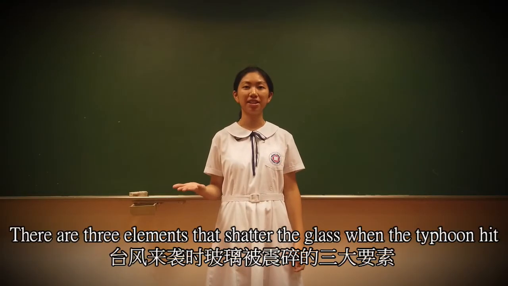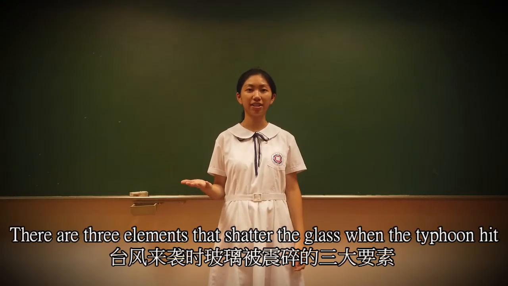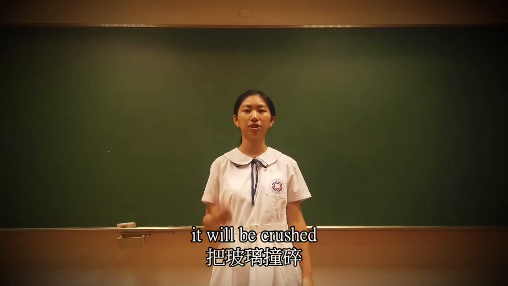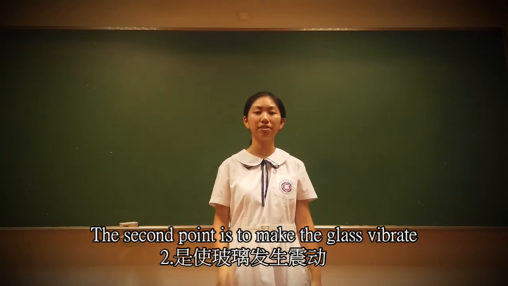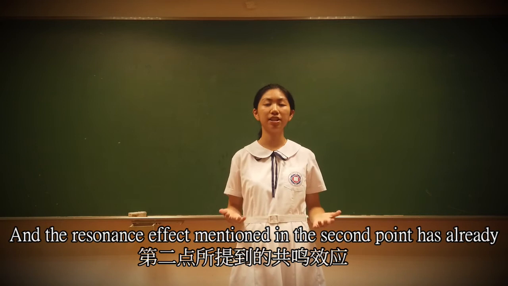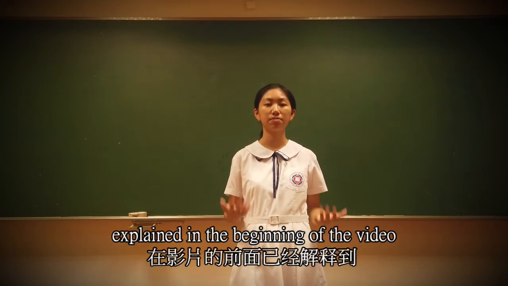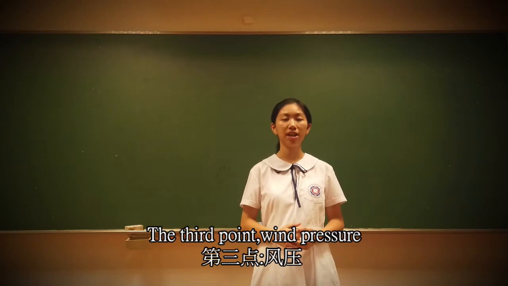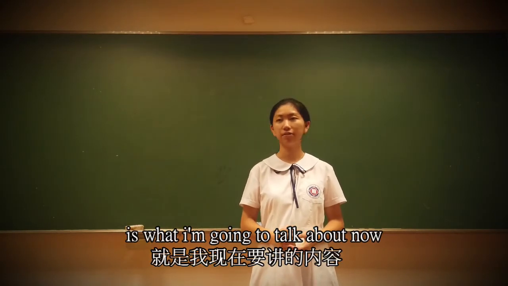There are three elements that shatter glass when a typhoon hits. The first point is that when the glass is hit by a foreign object, it will be crushed. The second point is that the glass vibrates. If resonance occurs, the glass will shatter. The resonance effect mentioned in the second point was already explained at the beginning of the video. The third point, wind pressure, is what I'm going to talk about now.